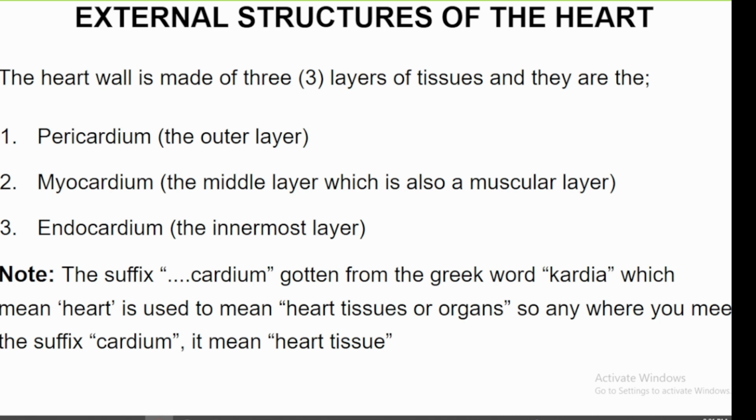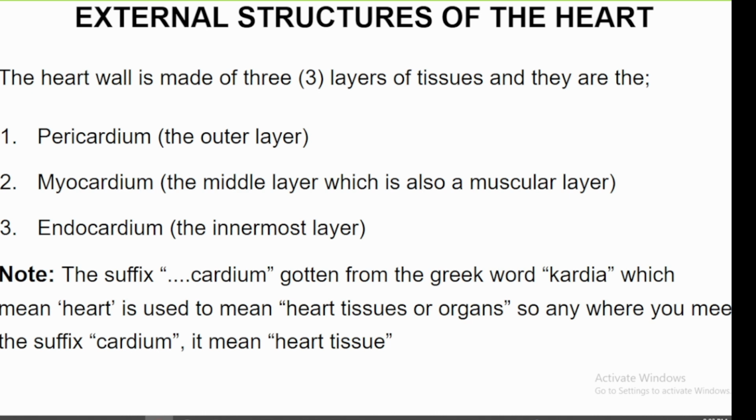We are now moving on to the external structures of the heart. The heart wall is made up of what? Three layers of tissues. These layers are the outer layer, which is the pericardium, the middle layer, which is the myocardium, and the innermost layer, which is the endocardium.